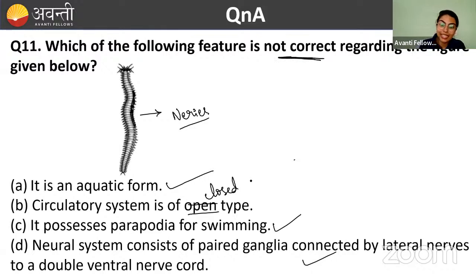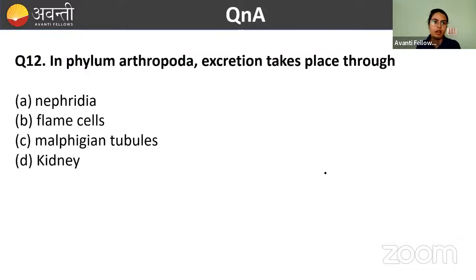You have to choose the one which is not correct. So which one is the answer? It is B, beta. The circulatory system is closed type here. I have told you they have capillaries. That is clear to everyone. Answer is B here. Okay, Rajkot, clear? Now we are going to solve the next question.